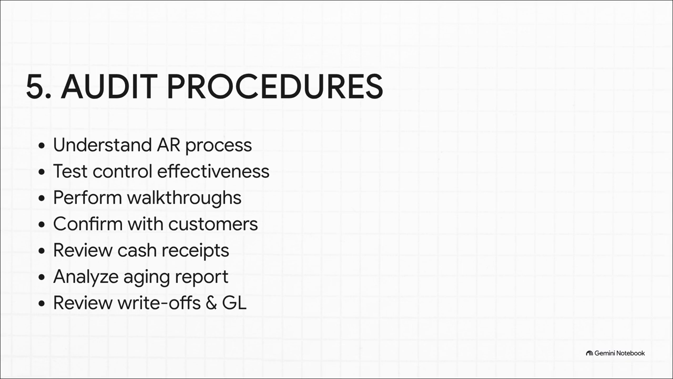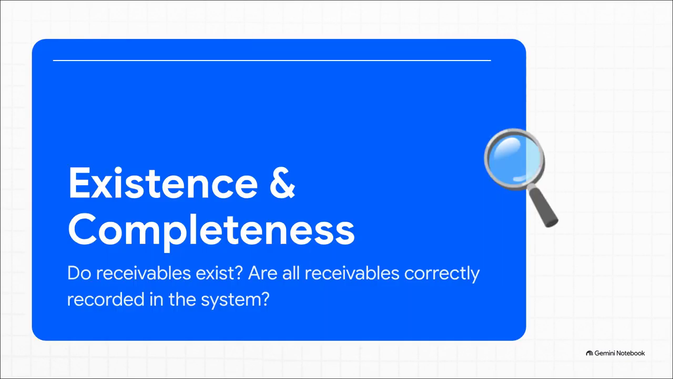We also confirm balances directly with customers, review subsequent cash receipts, analyze the aging reports, review write-offs, and reconcile everything back to the general ledger. Now we get to the core assertions, the real why behind the what. First up, existence. Do these receivables actually exist?